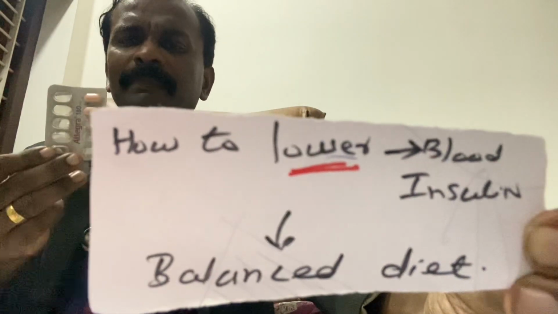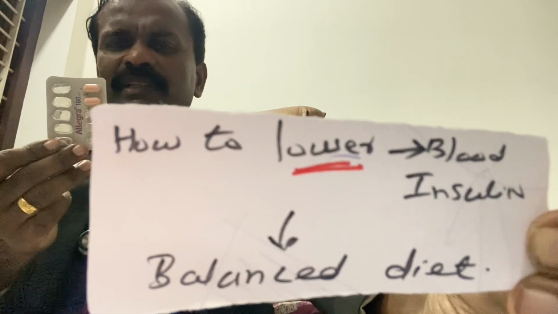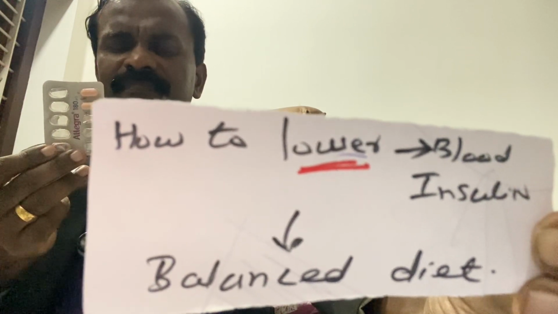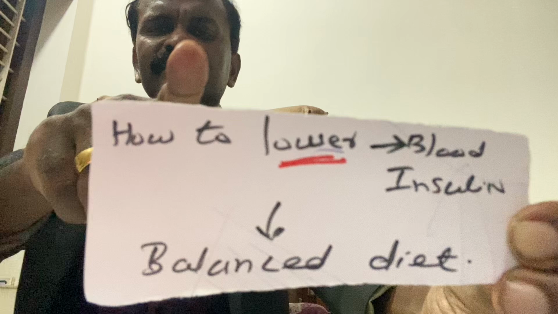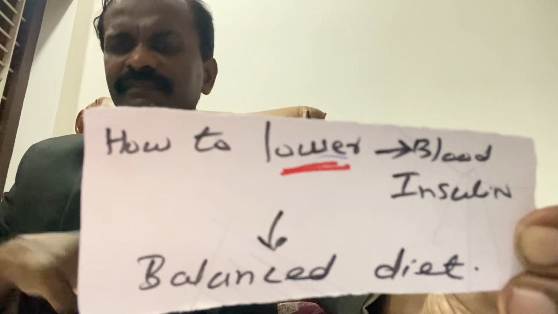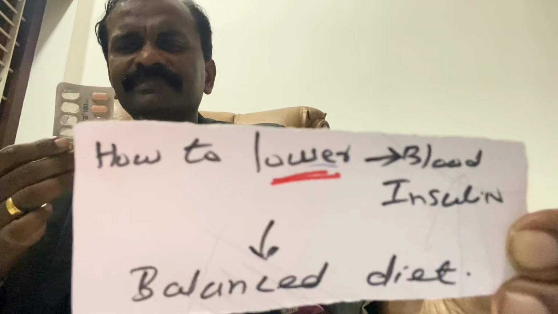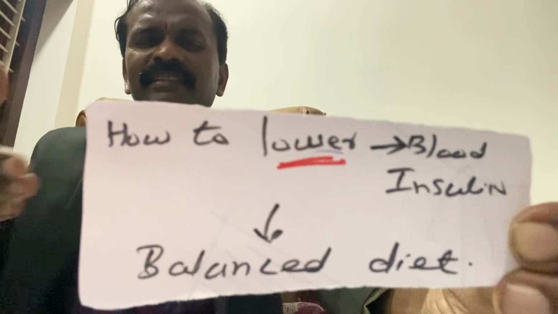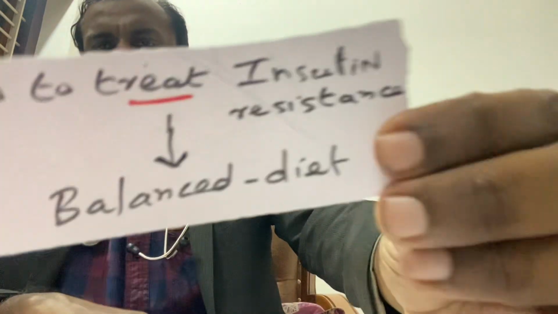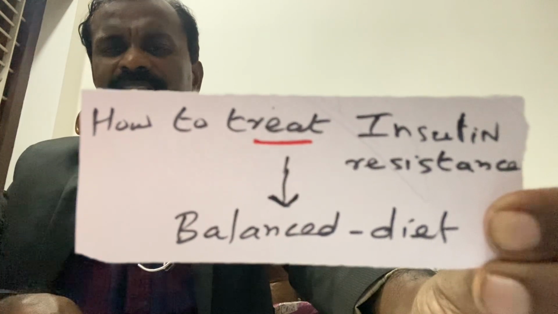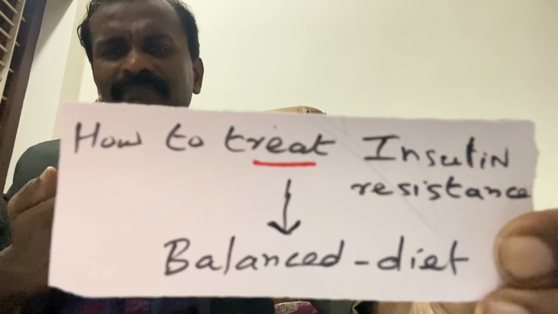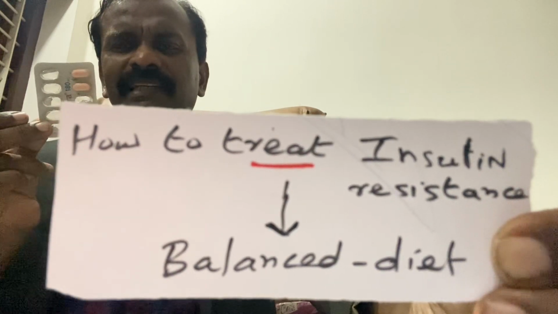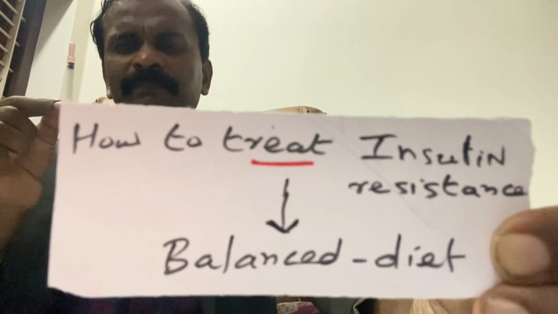People are eating tablets to reduce their insulin. Shame. It's really a shame. How to lower your blood insulin? By balanced diet. People are eating tablets to reduce this insulin. How to treat insulin resistance? Balanced diet. It's a shame. People are eating tablets and injecting insulin. Really shameful and pitiable.